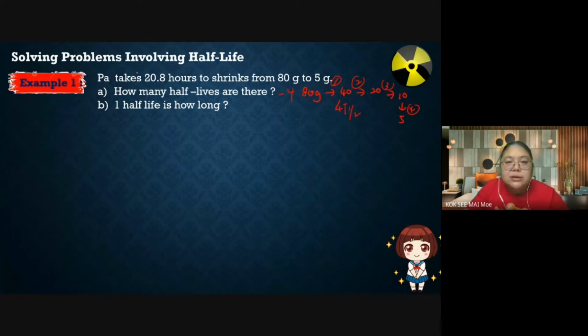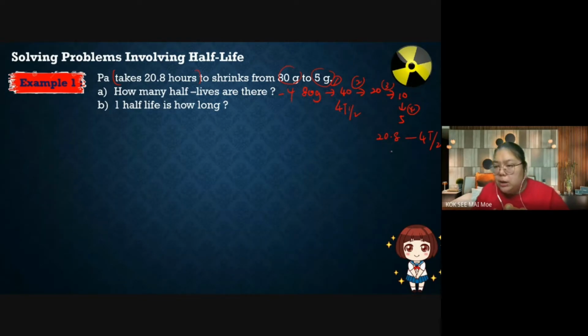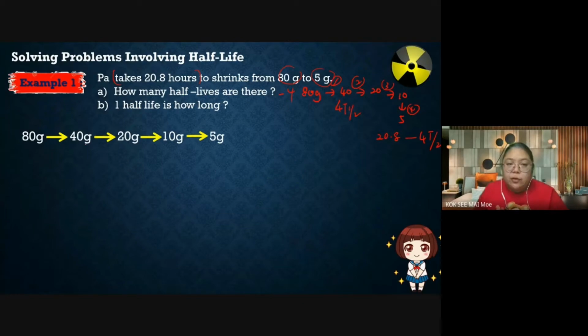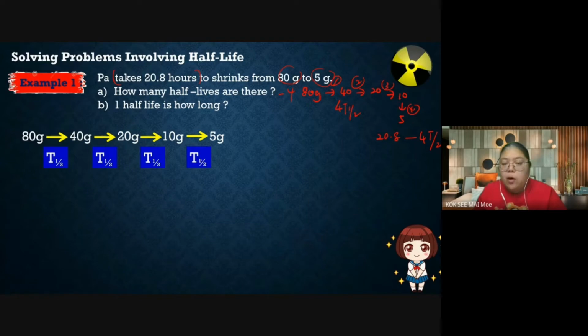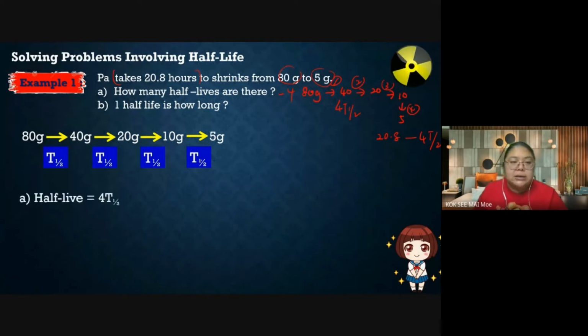Then after that, the question says they take 20.8 hours from 80 to 5 grams. So that means 20.8 hours actually is 4 half-lives. Okay, now the question they ask you, 1 half-life is how long? So you take 20.8 divided by 4. Then we know how long 1 half-life is. Okay, so this one is a calculation. Don't use a formula. Okay, this is more understanding. So I just show it like this. 80, 40, 20, then until 5 we stop. So we go and count the half-lives. 1, 2, 3, 4. I got 4 half-lives. So I can answer number 1 already.